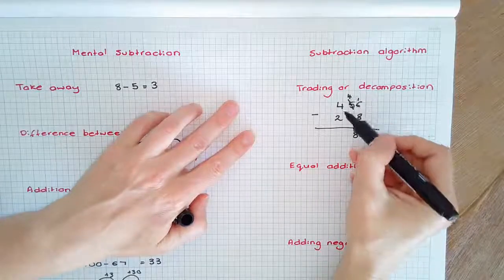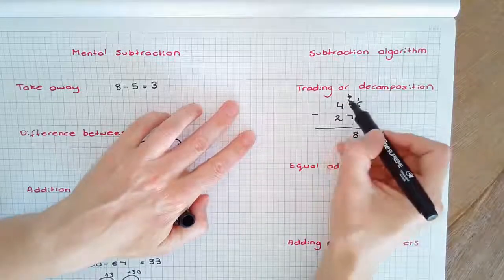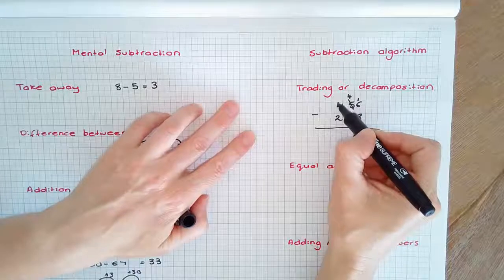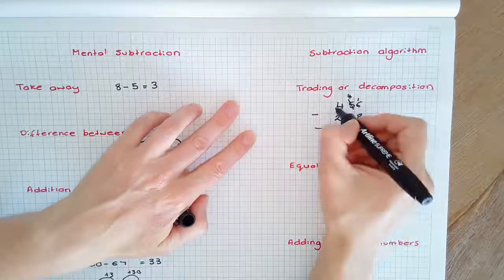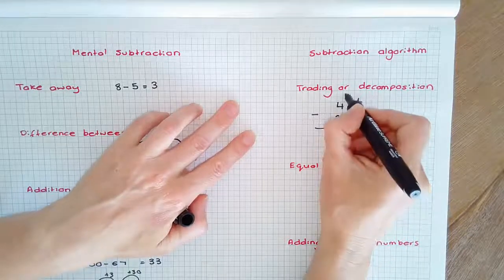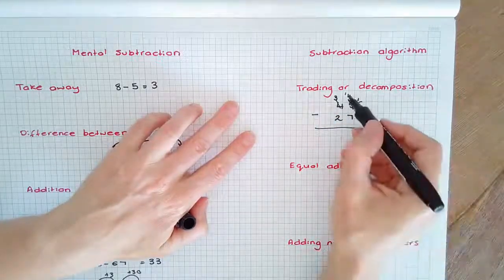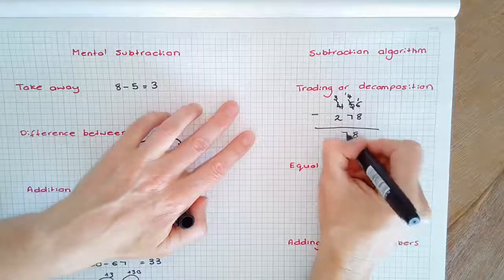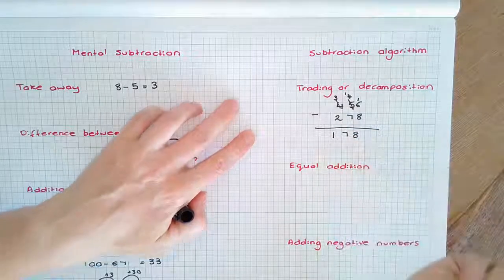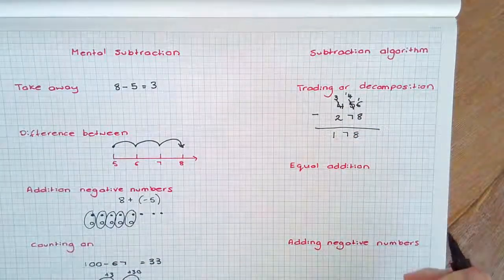And again, we go 4 take away 7 we can't do. So we're going to borrow one of the 100s in the hundreds place value and move it across as 10 tens. So now we'll have 3 100s left and 14 tens. 14 take away 7 is 7 and 3 take away 2 is 1. So we get our final answer as 178.